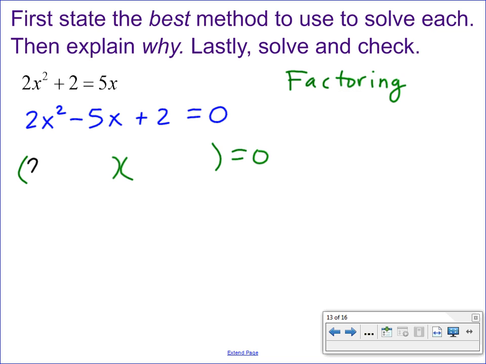I recognize a first and a last. It'll give me an outer product of 4x and an inner product of 1x. Together, I know that if they're the same sign, both negative, they'll give me that negative 5. And so I'm going to go ahead and go for factoring, because I like factoring, and it's quicker. It's quicker than the quadratic formula, so long as I recognize the factors. So by factoring, that's kind of a quicker way.